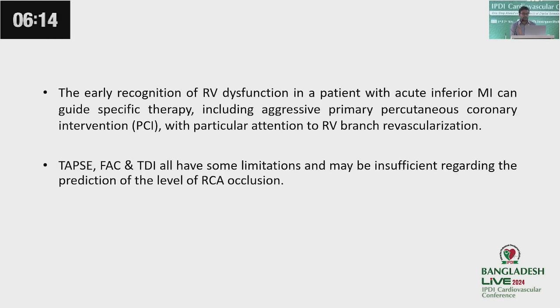So the early recognition of RV dysfunction in patients with acute inferior MI can guide specific therapy, like aggressive primary PCI, with particular attention to the RV branch revascularization.